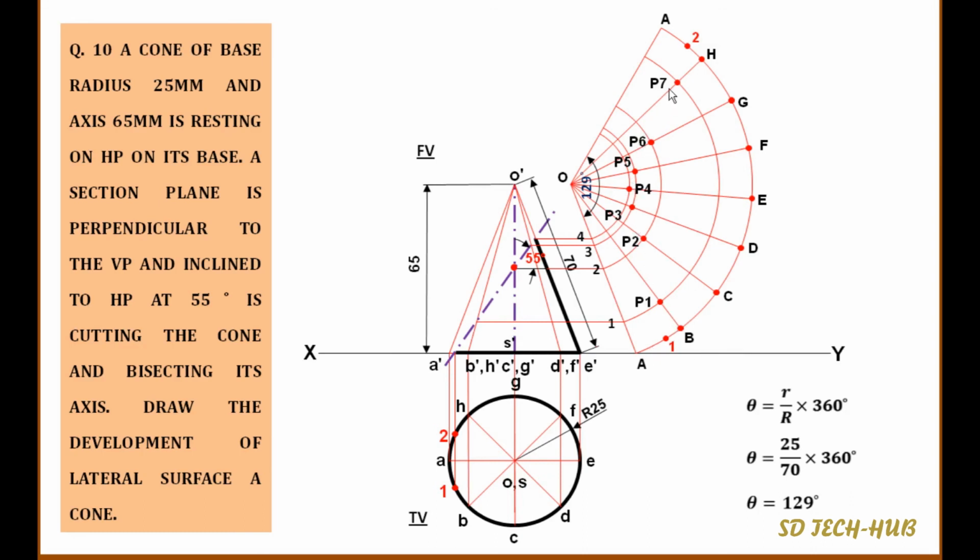Now we have located all the points within this development to locate the cut section of this cone. So we have to join all the points with a smooth curve. We have to join the curve from 1 to 2. So this is the complete development of the lateral surface of the cut section of this cone.